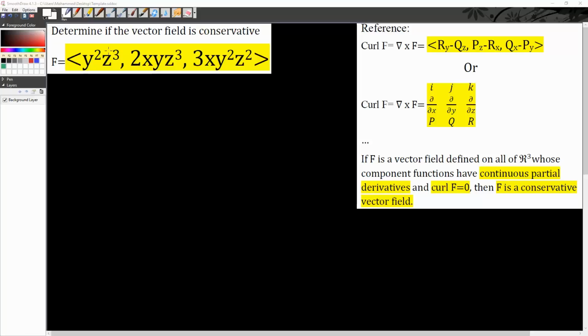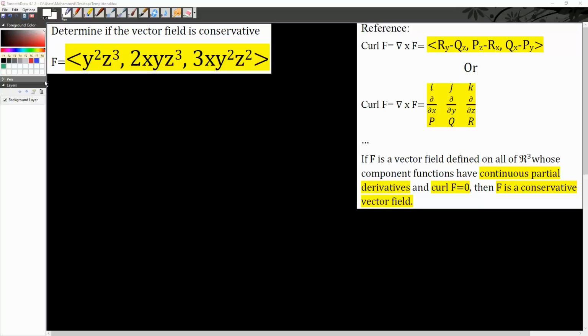Okay, in this problem, we want to determine if the vector field is conservative. In order to do so, it has to have continuous partial derivatives, and also the curl of F must equal 0. If it does, then it's going to be conservative. The first thing we want to do is identify our curl. So we'll use this method. Since this method is mostly like memorization, this is more intuitive.